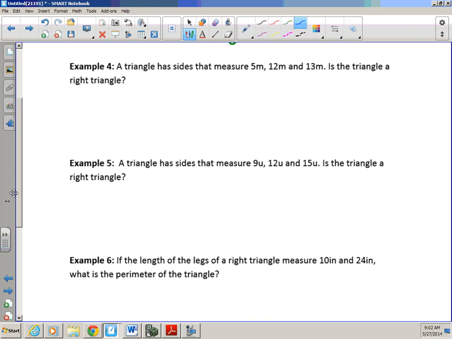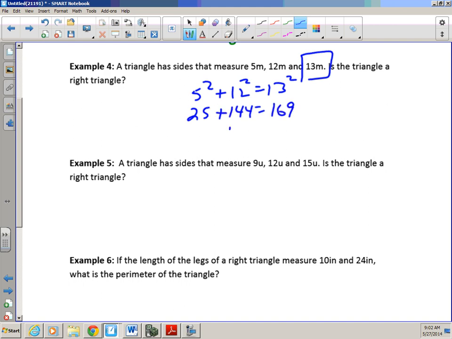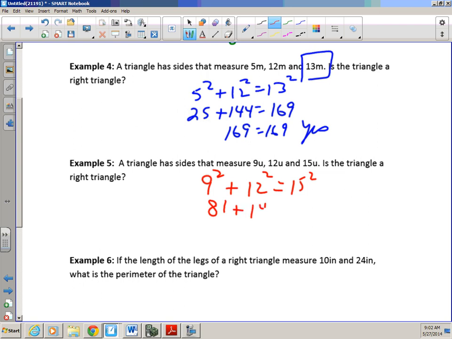The triangle has measures 5, 12, 13. Now you know the largest number is the one that always goes in as the hypotenuse. So now this is just a math exercise. So our answer there is yes, it's a right triangle. Now we do here, that's another Pythagorean triple. So it is 81 plus 144 equals 225. That's another yes.